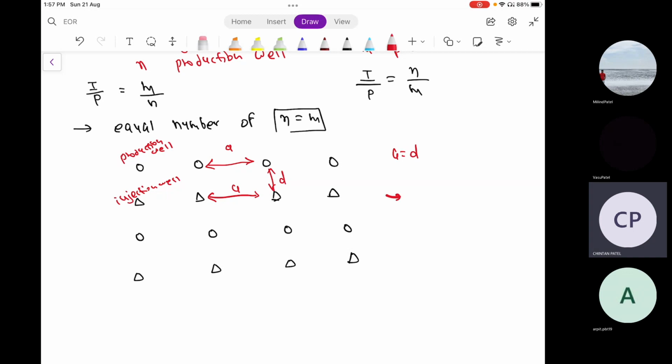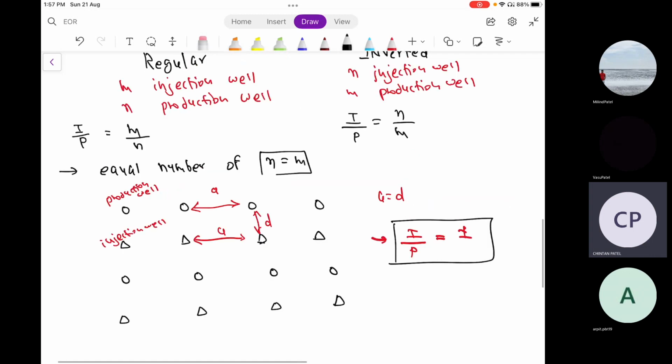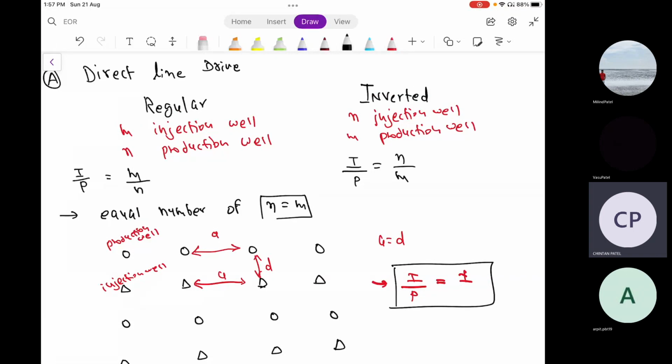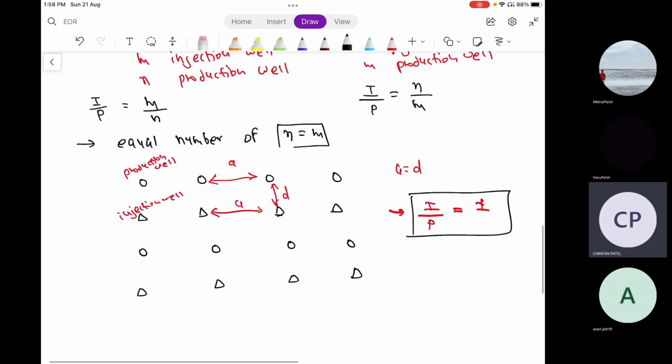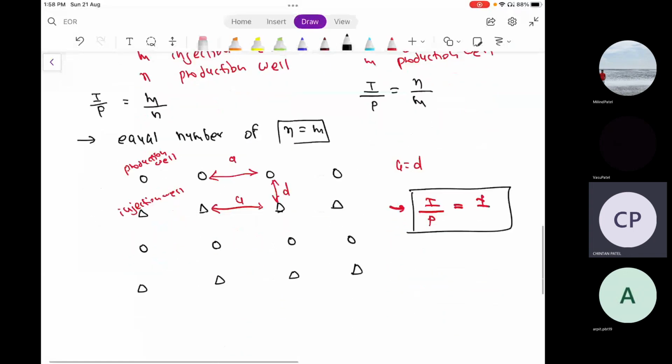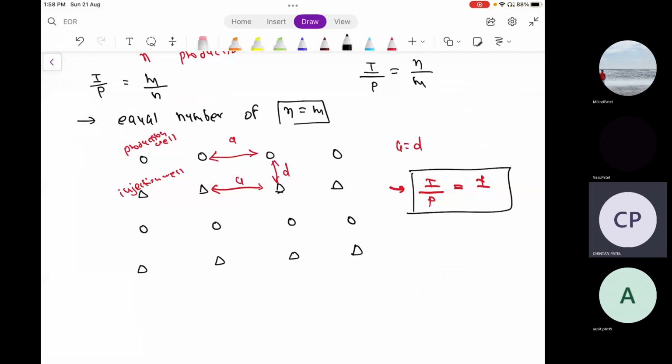So if I say the I versus P ratio, it must be 1. For each one injection well, we have one production well, and in this case the regular pattern is just the inverted pattern. Both patterns are the same here. There is no difference between regular and inverted because we have a ratio of 1 itself. Any question on this? This is very simple direct line drive. It means one row is for production wells, then the next row is injection wells. So we have production versus injection wells in each alternate row.